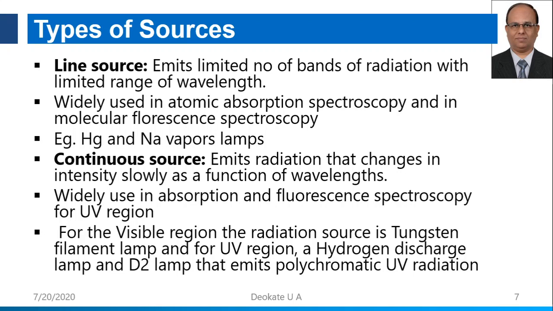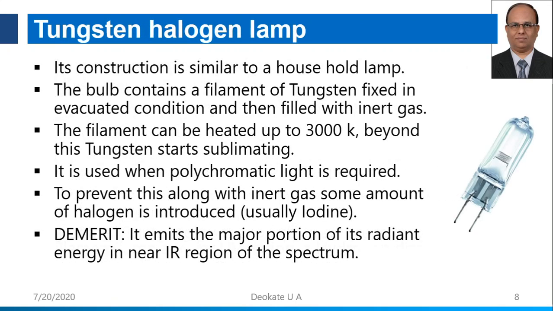Then the second one is your continuous source, which emits radiation that changes in intensity slowly as a function of wavelength. Means we can get the whole range of radiation from the source. Widely used in absorption and fluorescence spectroscopy for the UV region. For the visible region, the radiation source is the tungsten filament lamp, and for the UV region, the halogen discharge lamp and D2 lamps are commonly used, emitting polychromatic light within the range.